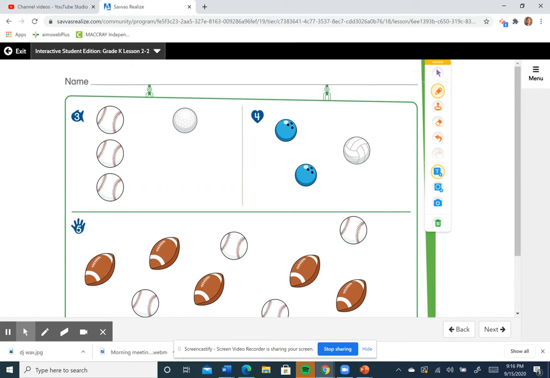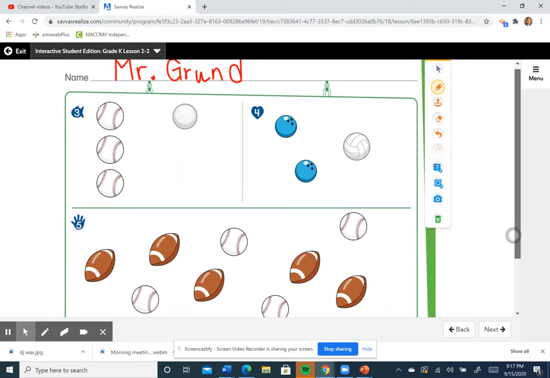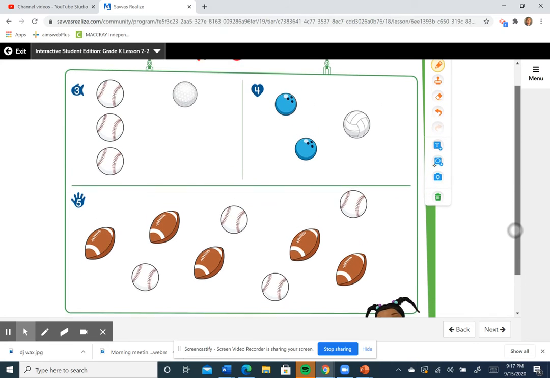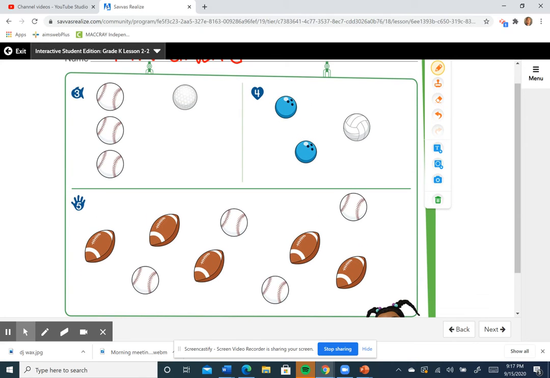All right, the first thing we should do is write our name. And same thing here, kindergarten. We're just going to match up and circle the objects that are greater. So we have some baseballs and some golf balls. So let's pair them up. I paired up a baseball to a golf ball.